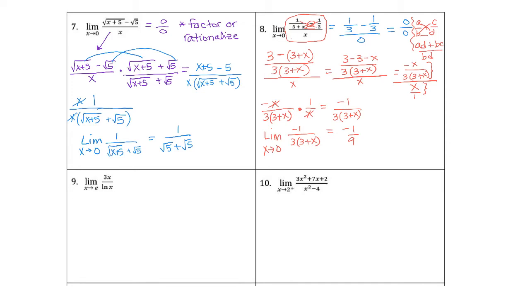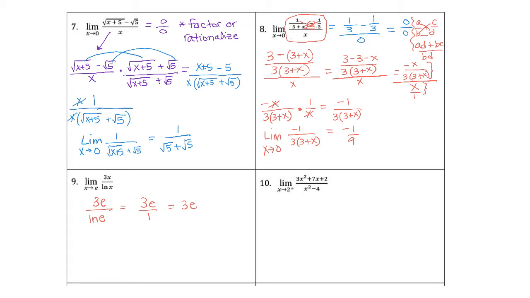Number 9, again, this is a good review of our natural log properties. We're going to substitute e into the problem. So I'm going to have 3e over the natural log of e. And earlier, somewhere in your notes, you were told that the natural log of e is 1. So this final limit is just 3 times e.